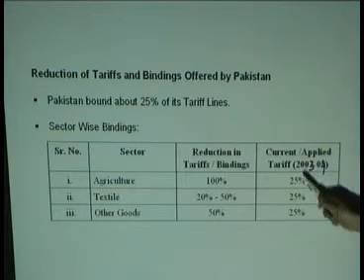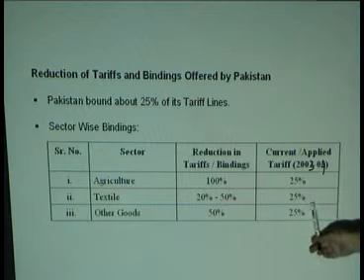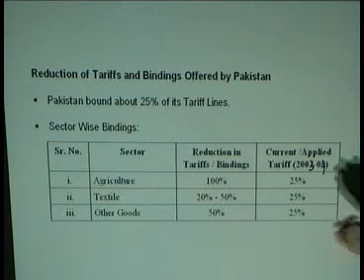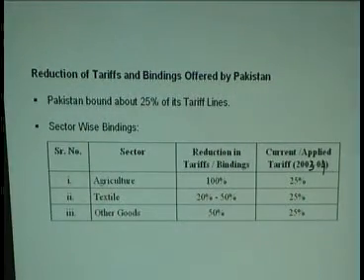So the current applied tariff is 25%, 25%, and 25%. Now there are two things. One is the applied rate and the other is the bound rate. So now we'll have to decide, is it good to have some cushion between the current applied rate? Now current applied rate means the maximum rate which is applicable today. It is known as current rate, applied rate, maximum rate, effective rate, current applied rate. So it all depends how and in what way you spell that out.